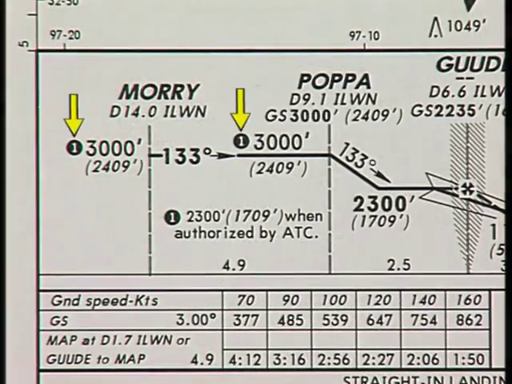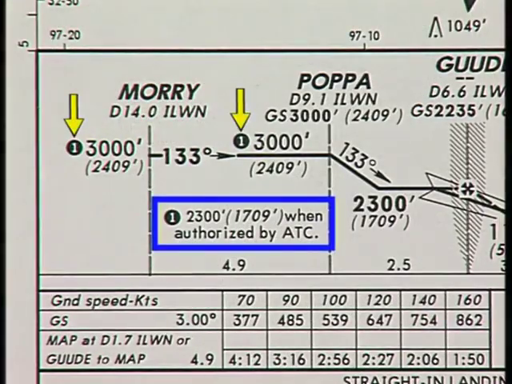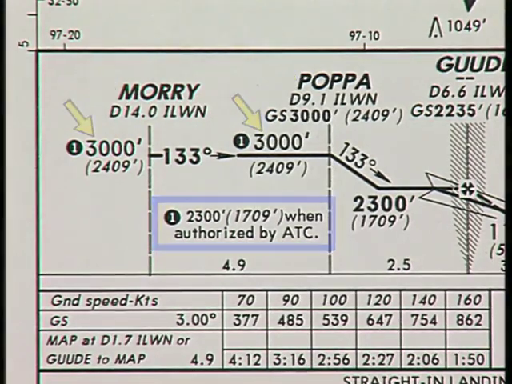The circled number refers you to a note located elsewhere in the profile view. This note indicates that when authorized by air traffic control, you can fly at a lower altitude of 2,300 feet when crossing Mori and Papa. This is in lieu of the 3,000-foot altitude listed on the chart.